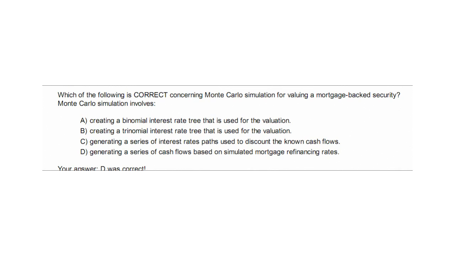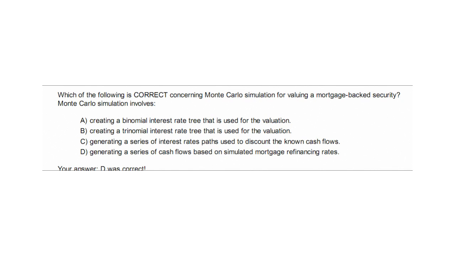So the next question here is which of the following is correct regarding Monte Carlo simulation? Creating binomial interest rate trees, creating trinomial trees, generating a series of interest rate paths used to discount known cash flows, generating a series of cash flows based on simulating mortgage refinancing rates. Of course A and B are wrong because we will generate many paths, so it's not binomial and it's not trinomial, it's a series of paths, but used to discount known cash flows.